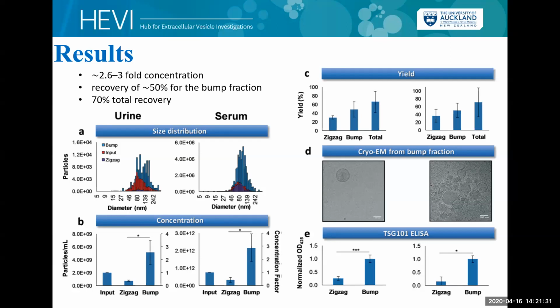But you have to weigh that against, I mean, every process has a certain amount of loss. Even if you put EVs in a non-low bind tube, you have quite a bit of loss. So the first thing they show here are the size distributions. So they used a ZetaView.